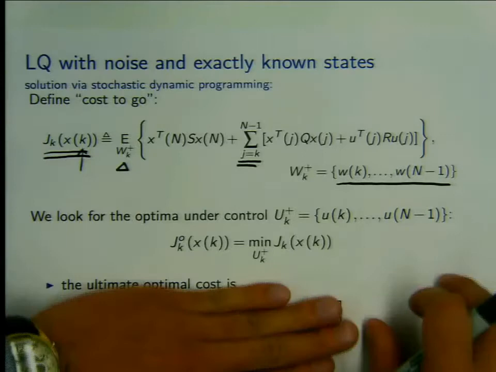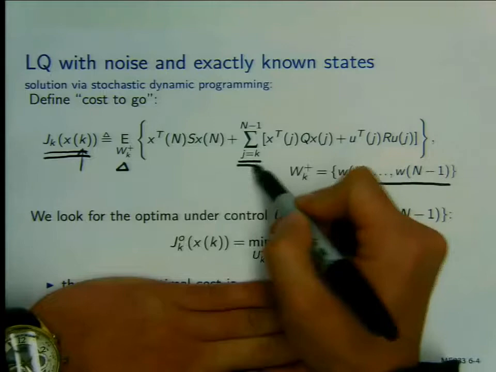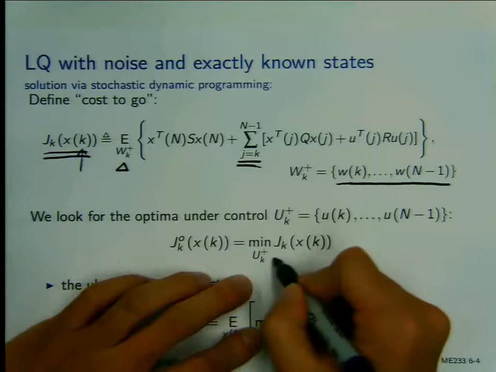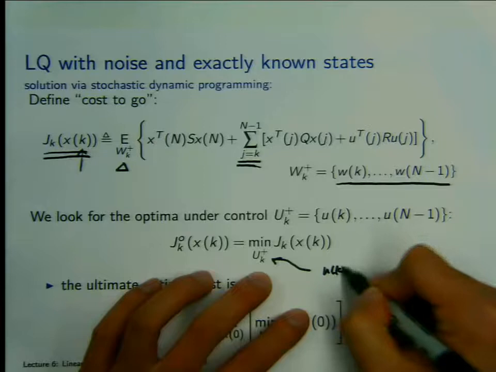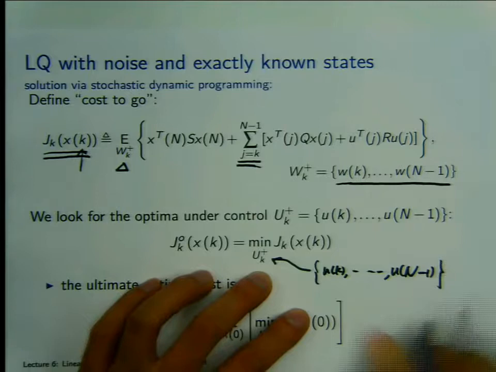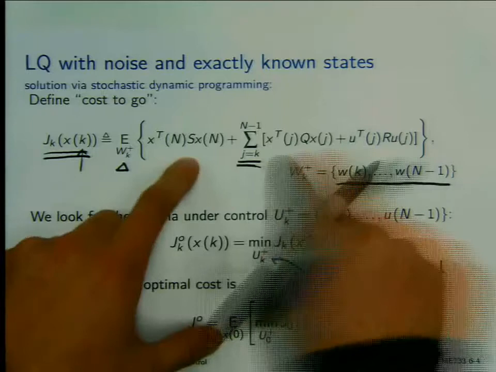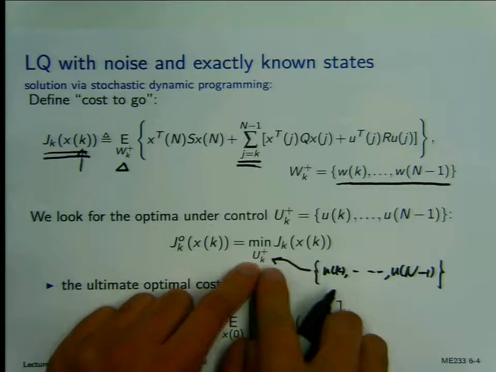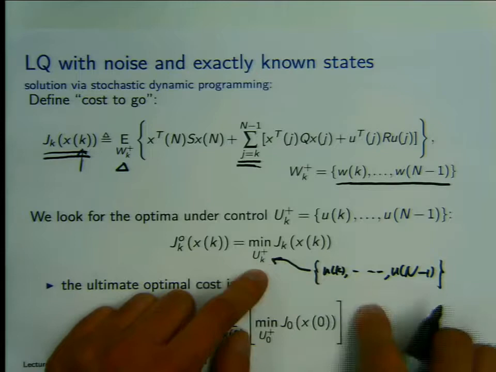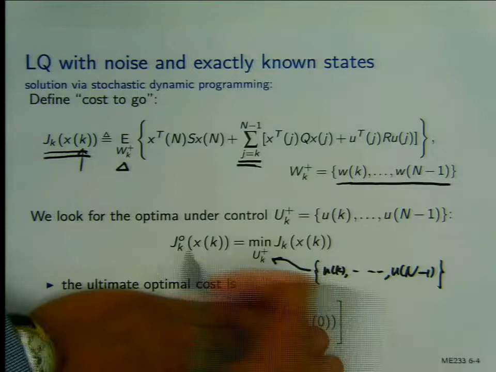Now, remember, I'm defining the cost to go as starting from time k. So when I want to minimize this quantity, the control I can apply only starts from u_k to u_{N-1}. So u_0 will not occur here because it doesn't explicitly show up in this cost function. And the notation here is a control sequence from time k to time N minus 1. Now, these are the costs to go at time k.